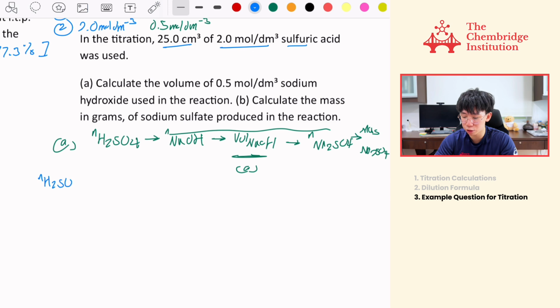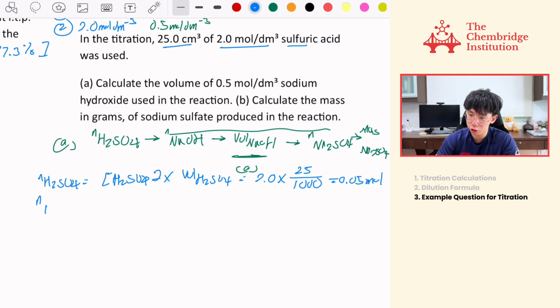Let's find the number of moles of H2SO4. This equals the concentration of H2SO4 times the volume of H2SO4. So this just equals 2.0 times 25 divided by 1000, because it needs to be in dm cube. This will give you 0.05 moles.